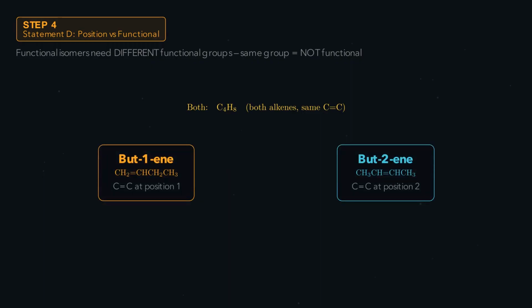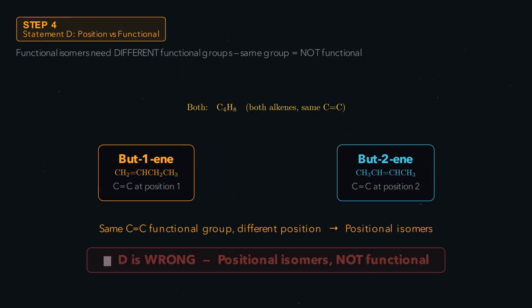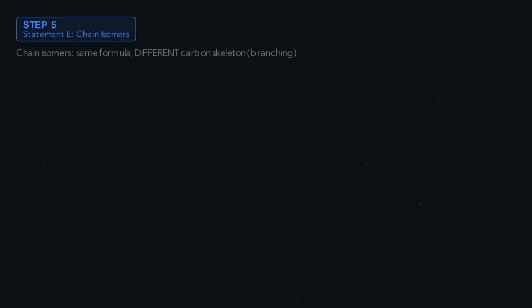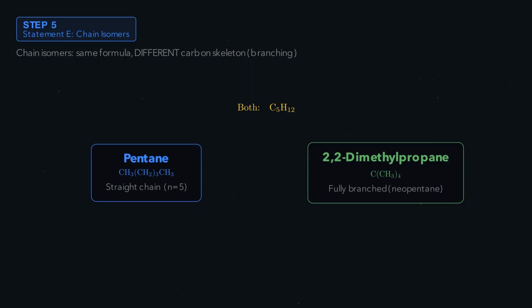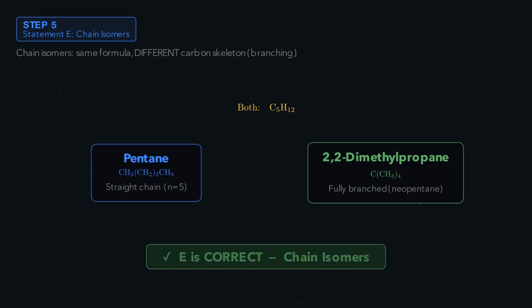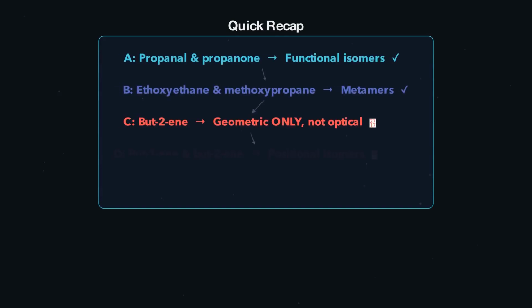Statement C, but-2-ene and optical isomerism. But-2-ene has a carbon-carbon double bond, giving it cis and trans forms. That's geometric isomerism. For optical isomerism, we need a chiral center, a carbon with 4 different groups attached. But-2-ene has no such carbon. Statement C is wrong.